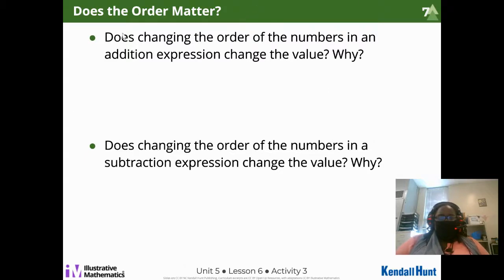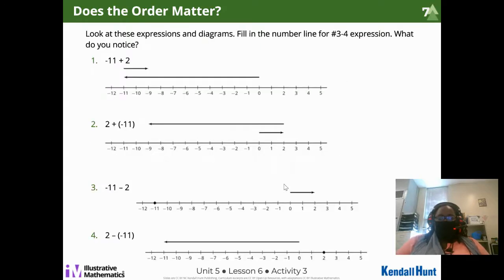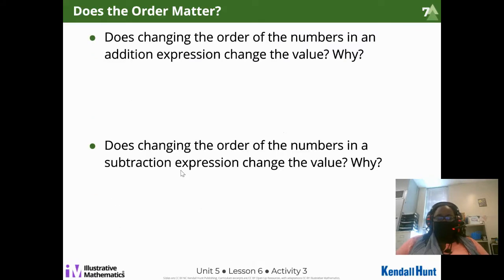So after you simplify those, they're asking you questions regarding the number lines and the expressions. So it says, does changing the order of the numbers in the addition expression change the value? Why not? And does changing the order of the numbers in the subtraction expression change the value? Why not? And again, I will use these four examples to answer your questions. So 1 and 2 are addition equations. 3 and 4 are subtraction equations.